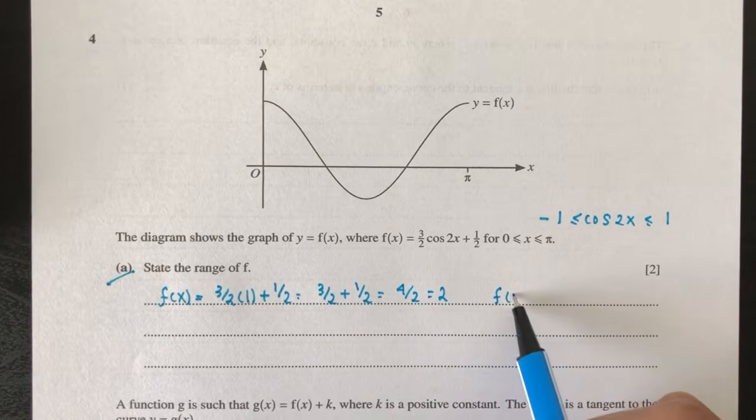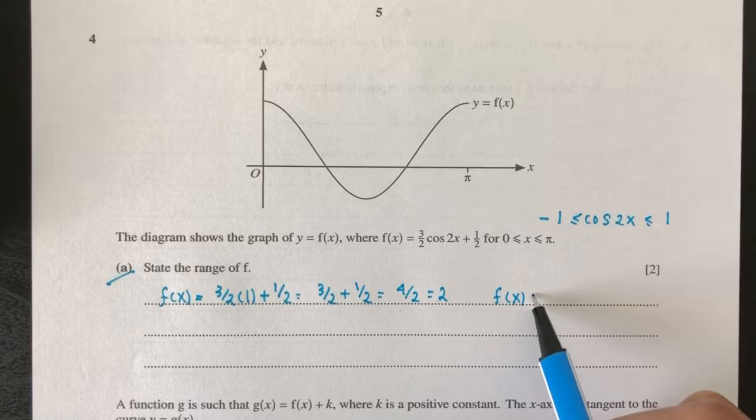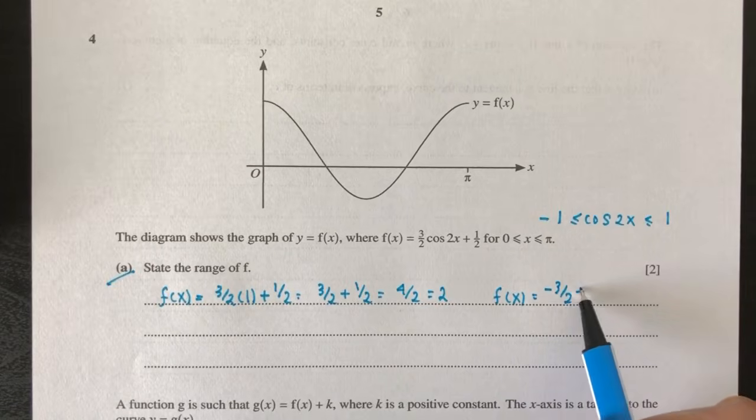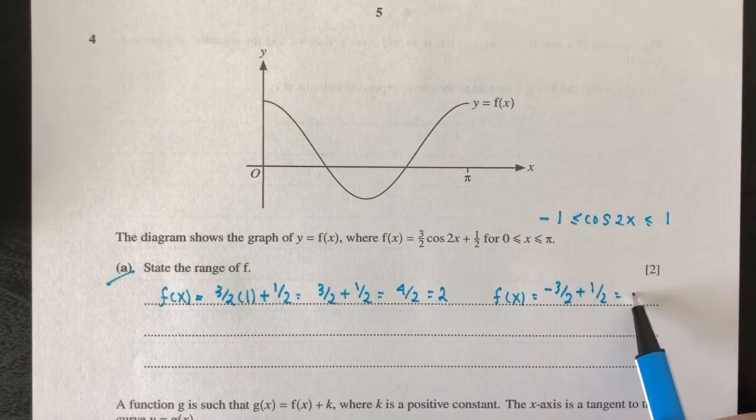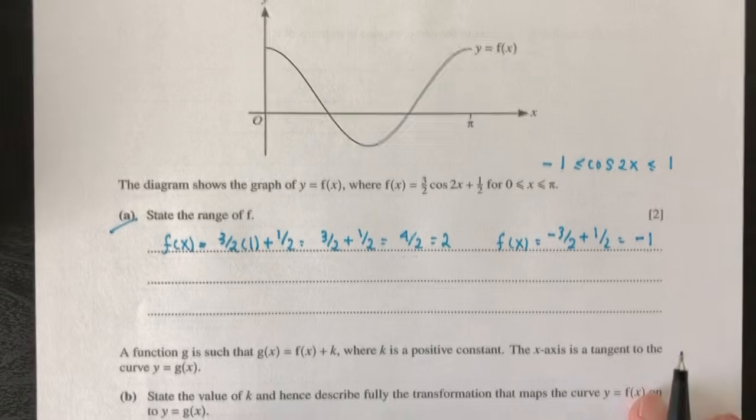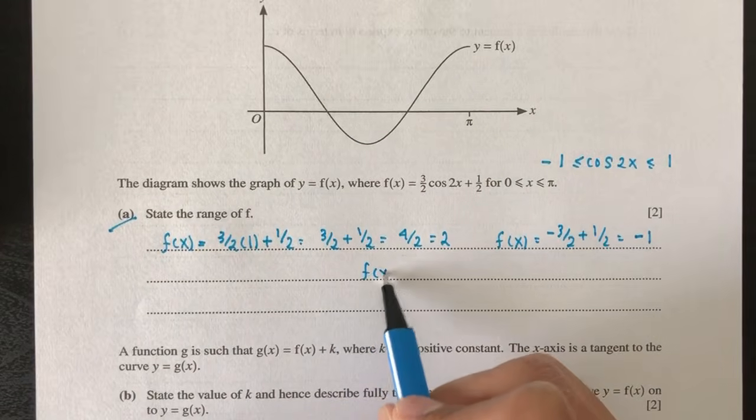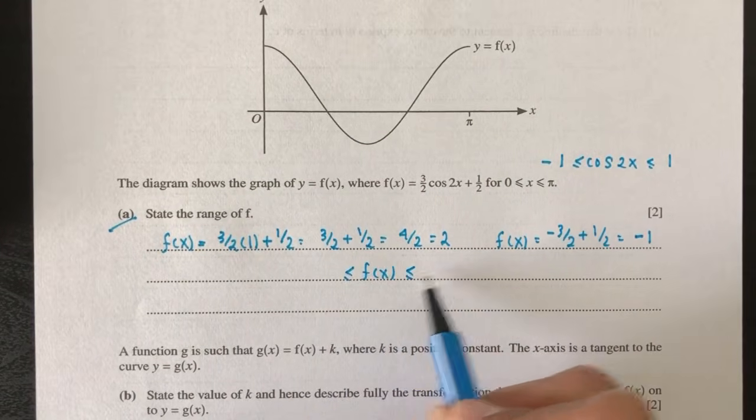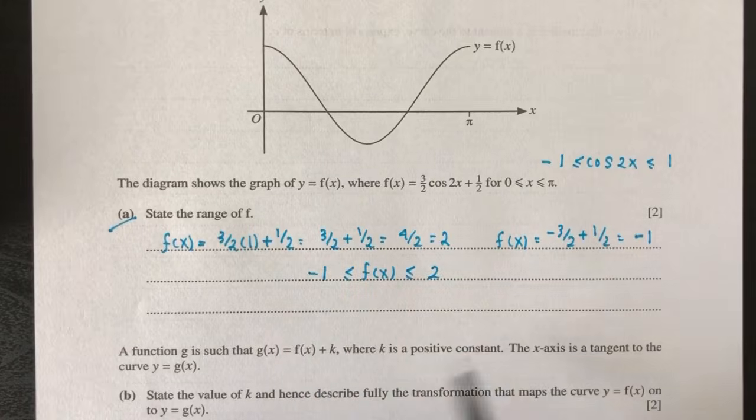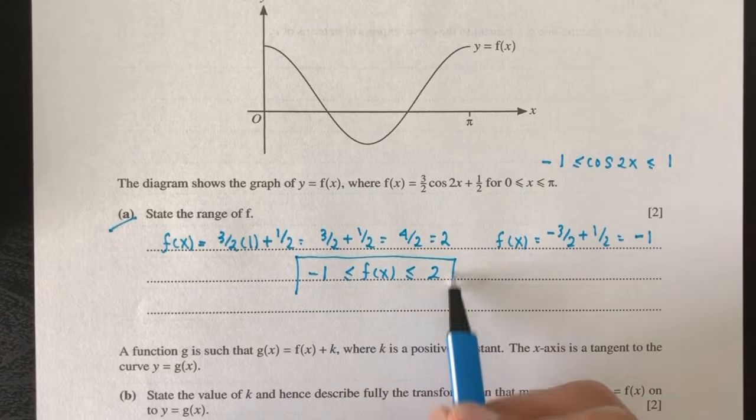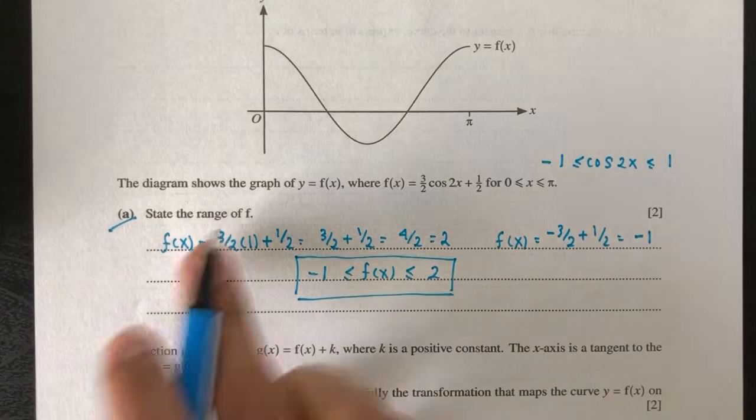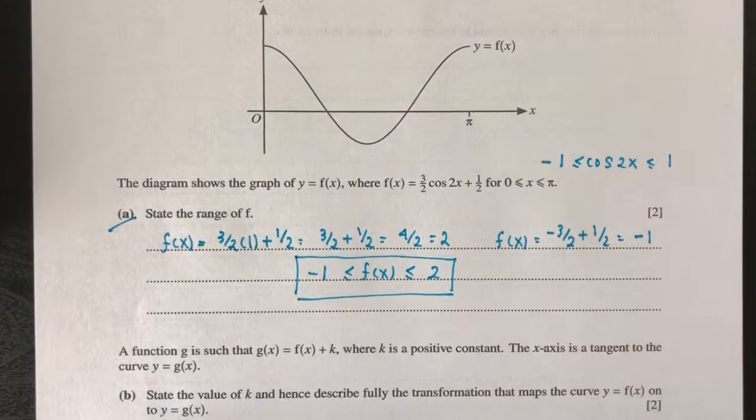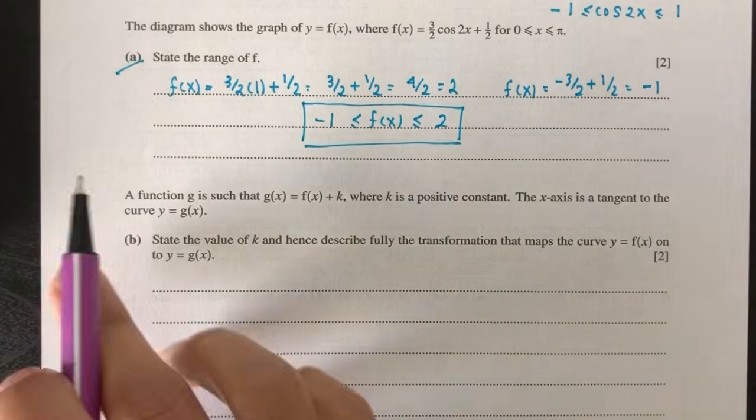Now, let's say the value of cos will be minus 1. That will be minus 3 over 2 plus half. That will become minus 1. So the range will be, f(x) will be between 2 and minus 1. This is the range of the function f. Now let's move on to part B.